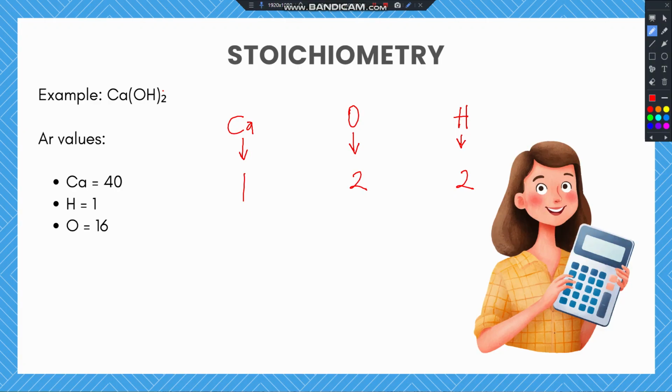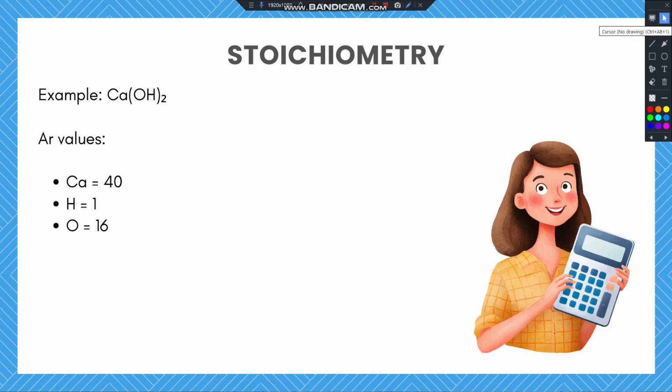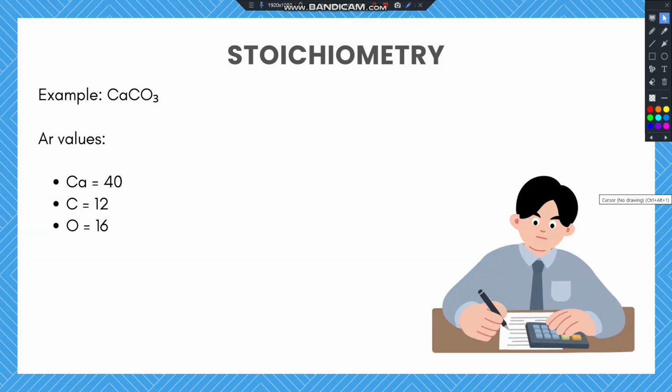So the next thing to do now would be to multiply each one by the atomic mass. For calcium, we have 40, so this becomes 1 times 40. This is equal to 40. For oxygen, we have 2 times 16, this is 32. And hydrogen, we have 2 times 1, this is 2. So altogether, we have 40 plus 32 plus 2. This is 74 grams per mole for calcium hydroxide. Can you see how easy it is to do all of this when all these concepts are put in place?